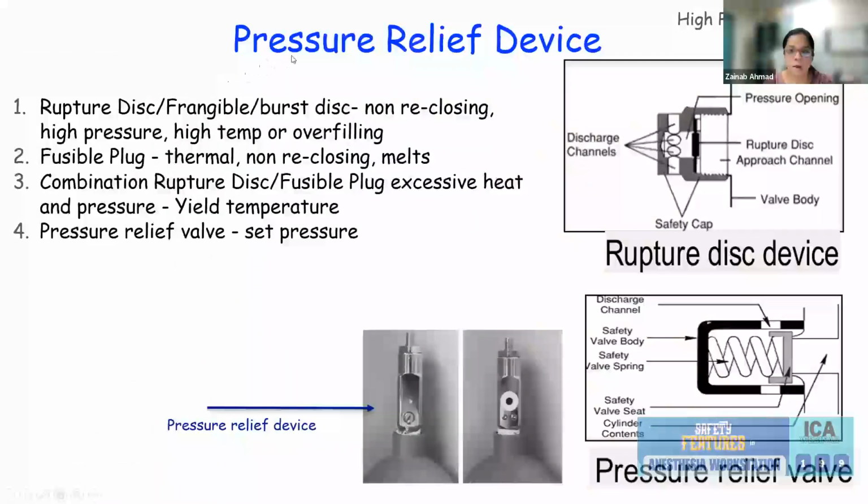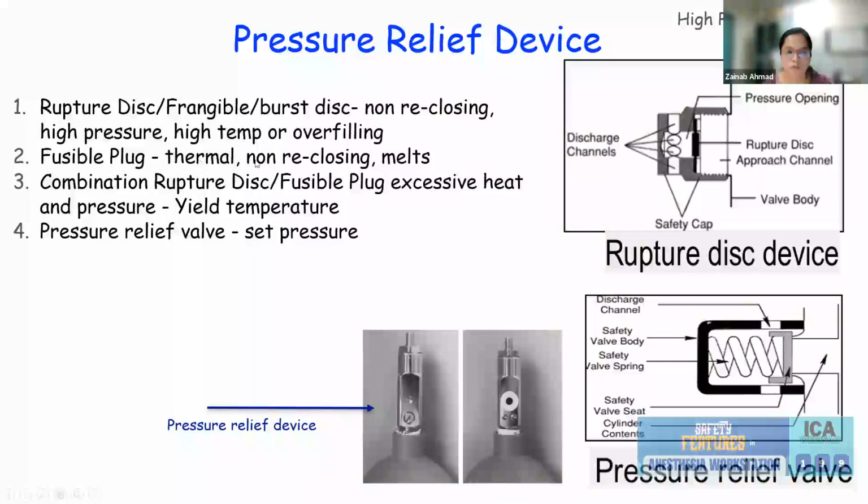Okay. Then the important part of the cylinder is the pressure relief device. It is an important safety feature. You have three types of safety pressure relief devices: a ruptured disc, a fusible plug, or a pressure relief valve. So what is a ruptured disc? It is a non-reclosing type of device. What this means is once it bursts, it cannot be closed again unless it goes to the manufacturer. It guards against high pressure, high temperature, or overfilling. So it is a very effective kind of pressure relief device.